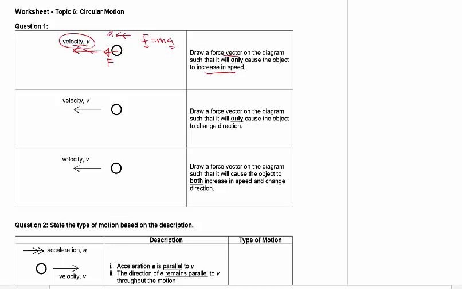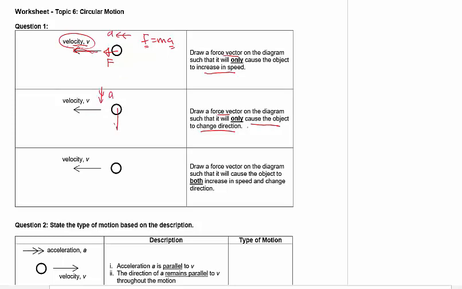Okay, second part. Draw a force vector that causes it to only change direction. So you do not want it to change speed at all. So only change direction. If you don't want it to change speed at all, you cannot have acceleration along this direction, right? In other words, we cannot have an acceleration, for example, in this direction, because then you still have a component here and a component here, right? So we must have something that has no component here at all. So if no component here, the only way is for the acceleration to be perpendicular.